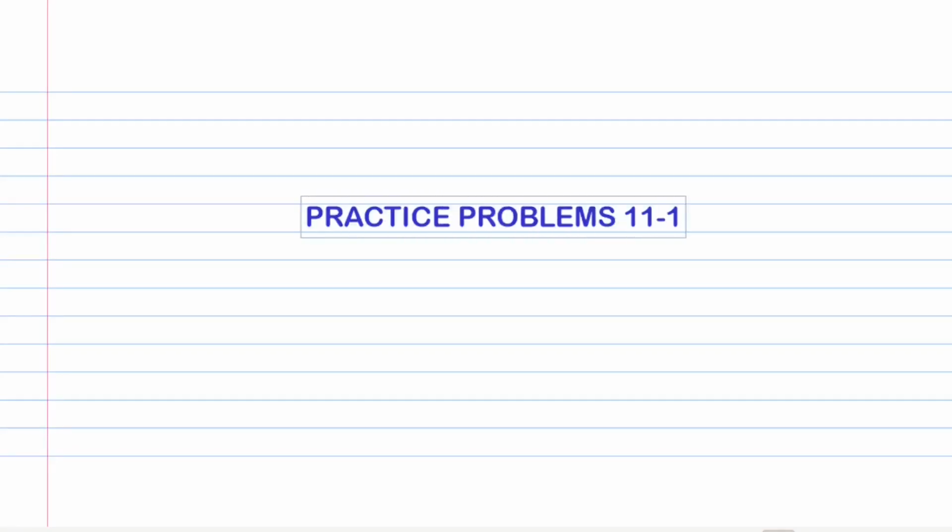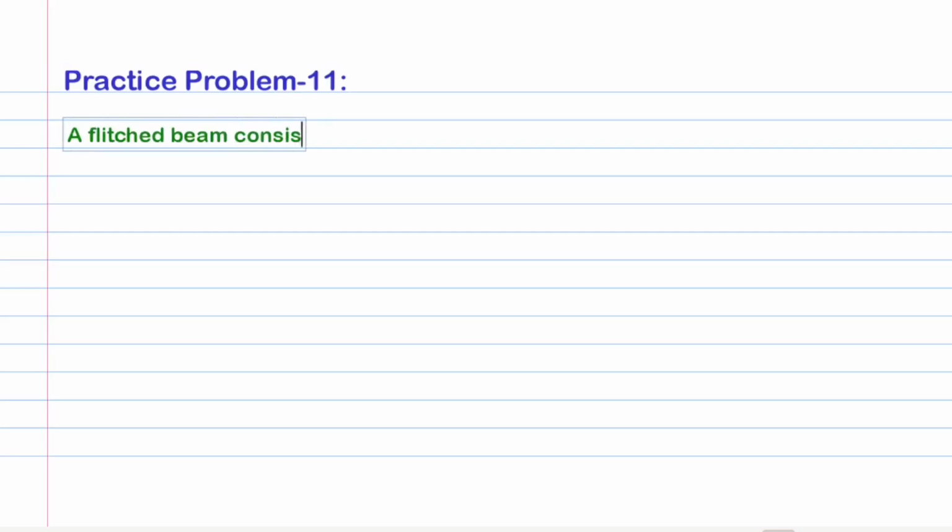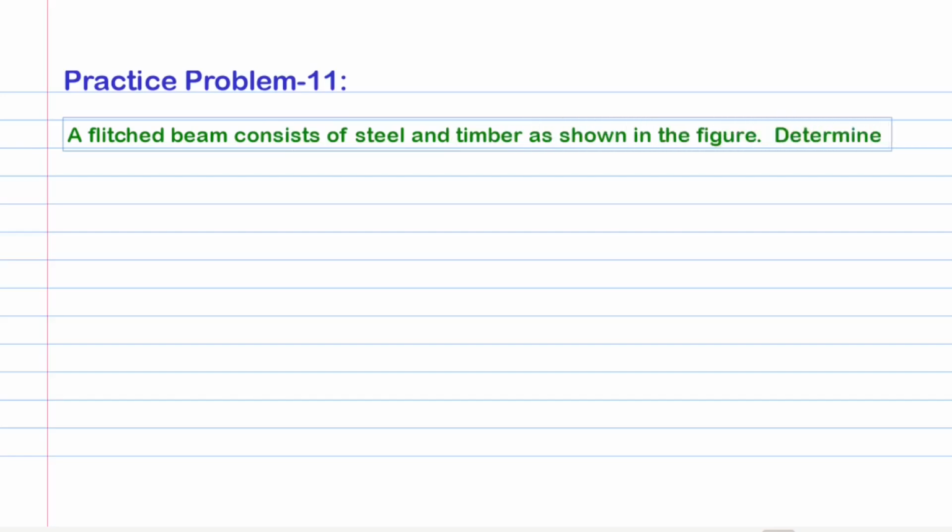Welcome. In this lecture, we shall look at some practice problems on flitched or composite beams. Practice problem 11 is stated as: a flitched beam consists of steel and timber as shown in the figure. Determine the moment of resistance of the beam.